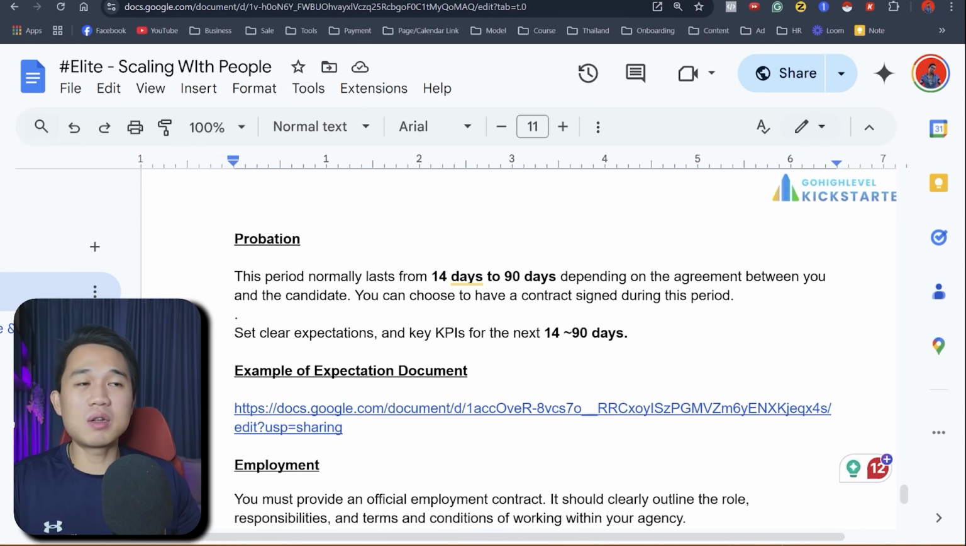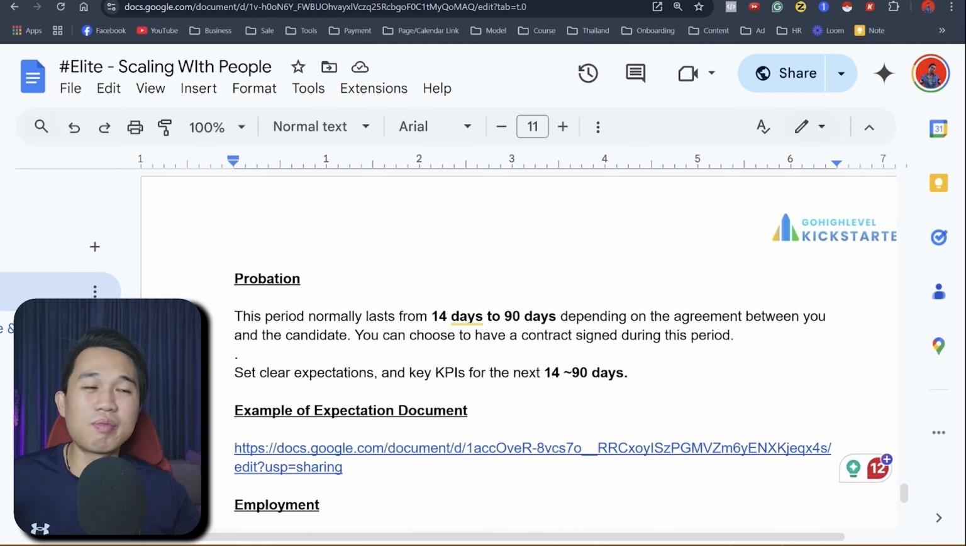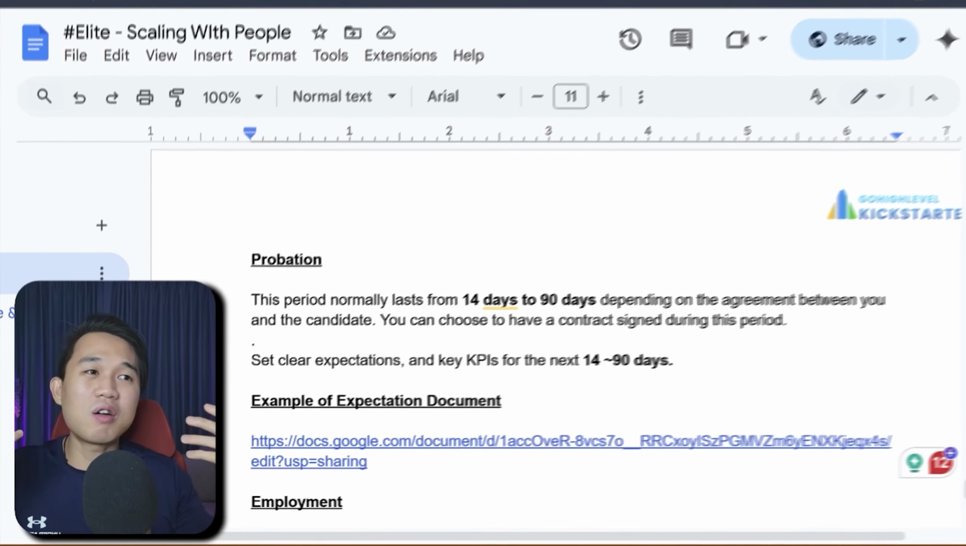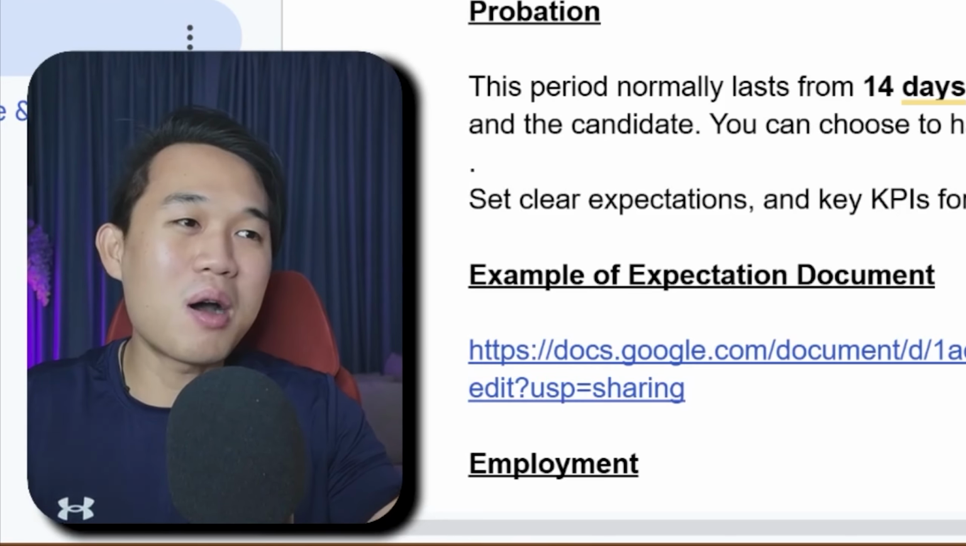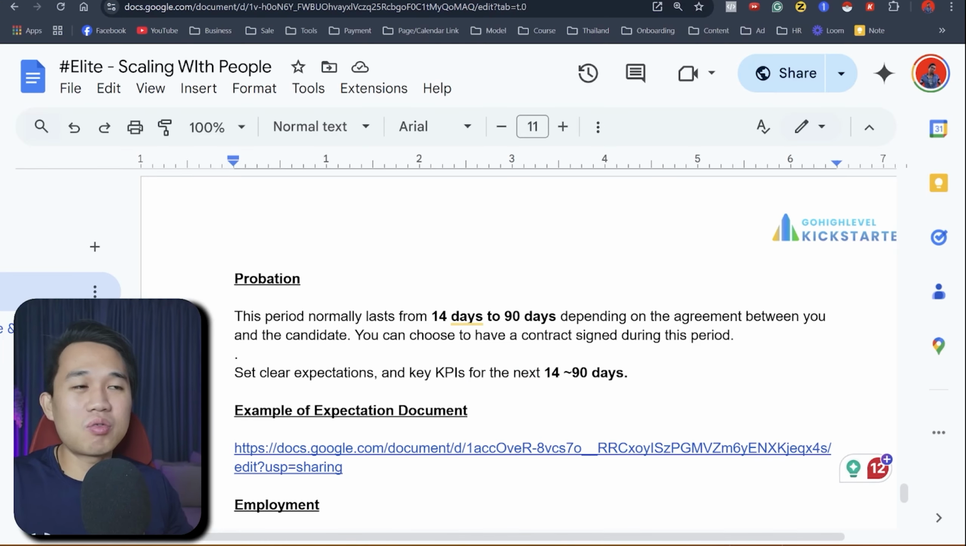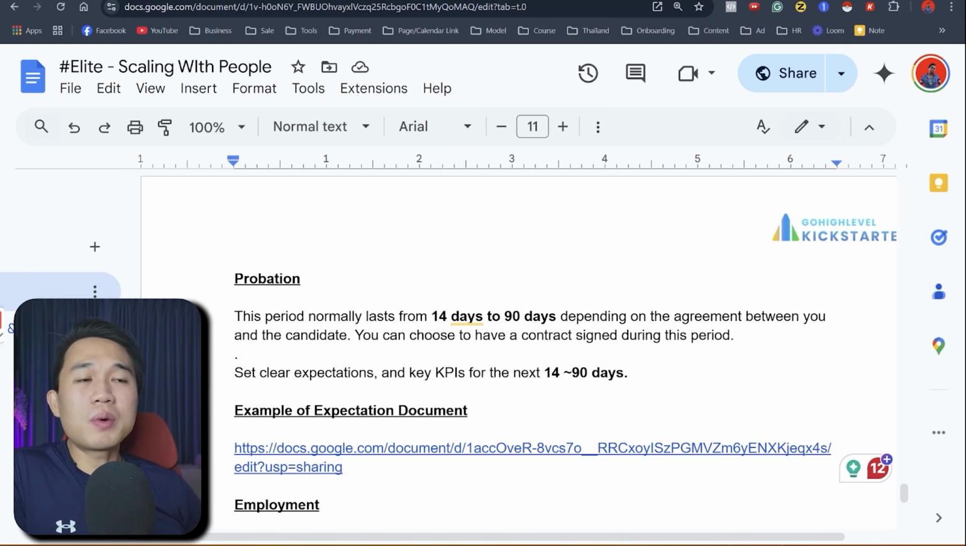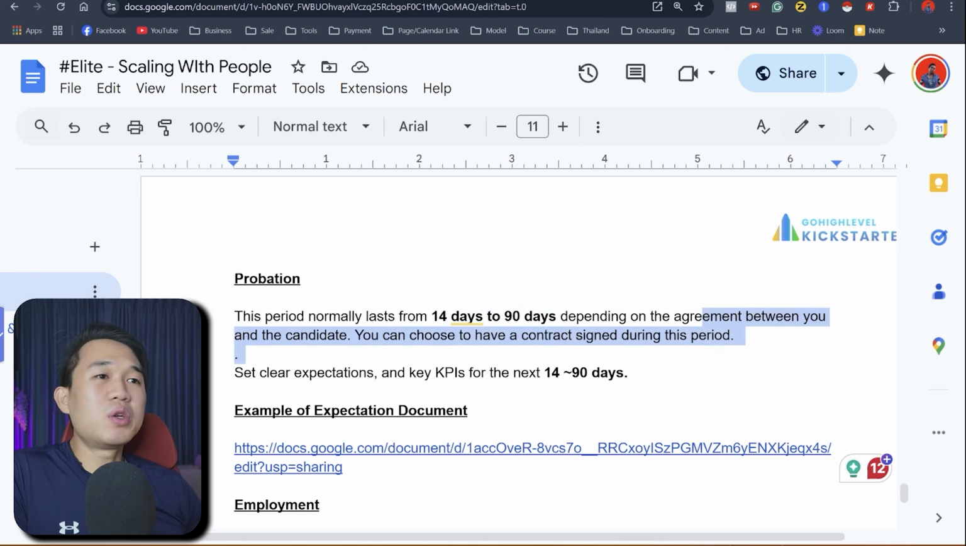For the probation period, once you find your rockstar, you should have 5 people attending the trial, fighting each other, and then you clearly should see the winner. The winner would just be the one that popped out from the 5 people, or even 3 people is a good number. So for the probation, guys, it normally lasts from 14 to 90 days, depending on, again, the role and the agreement between you and the candidate, right?